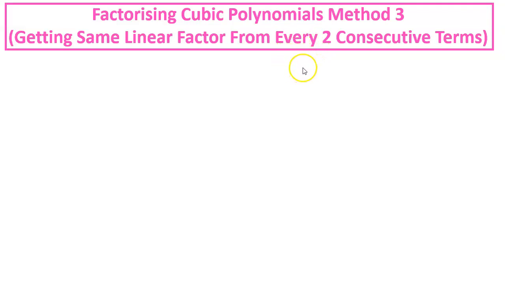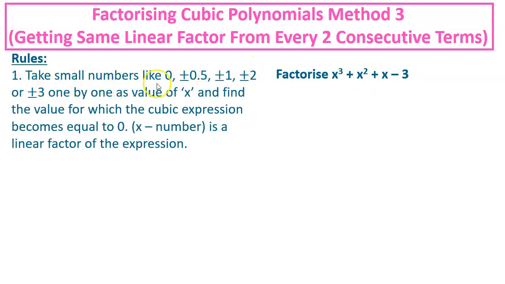Let us look at the cubic polynomial that has been given to us. Factorize x to the power of 3 plus x to the power of 2 plus x minus 3. Now coming to the rules. Take small numbers like 0, plus minus 0.5, plus minus 1, plus minus 2 or plus minus 3 one by one as the value of x, and find the value for which the cubic expression becomes equal to 0.